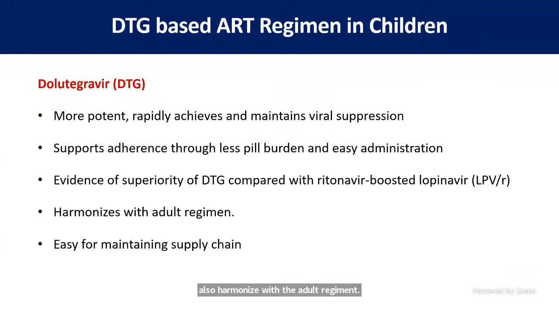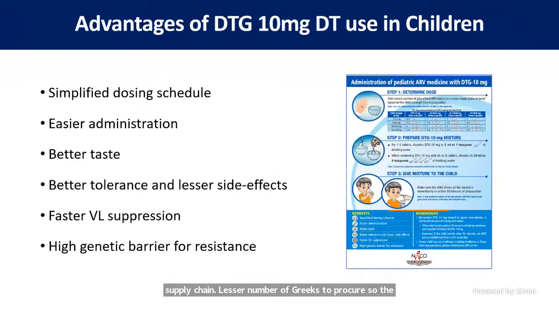So now we all have the same regimen, adult and children. There are only a few minor modifications. As a result, it is very easy for us to maintain the supply chain. Lesser number of drugs to procure, so the supply chain management will be easier. So the advantages are simplified dosing schedule, easier administration, better taste, better tolerance and lesser side effects, faster viral load suppression, and high genetic barrier for resistance. So these are the advantages of DTG in children.